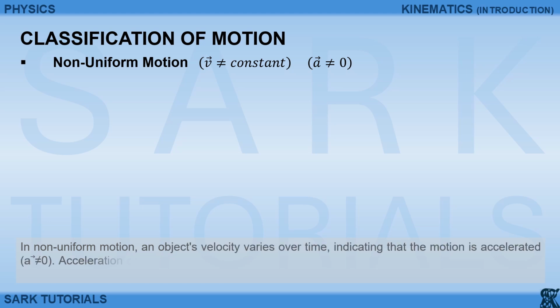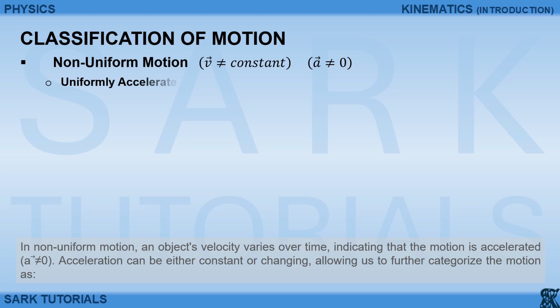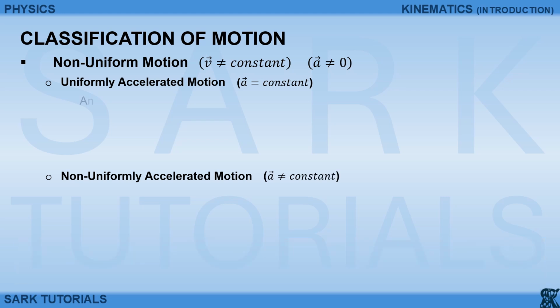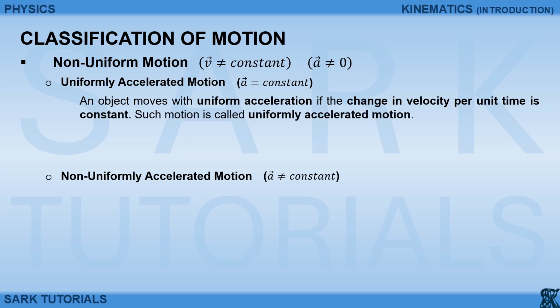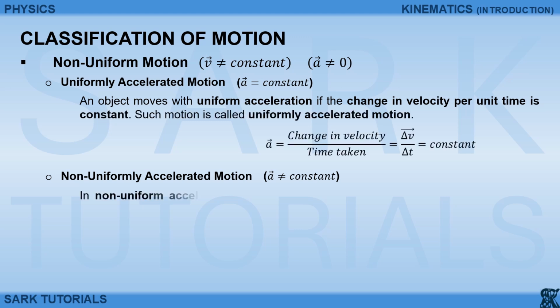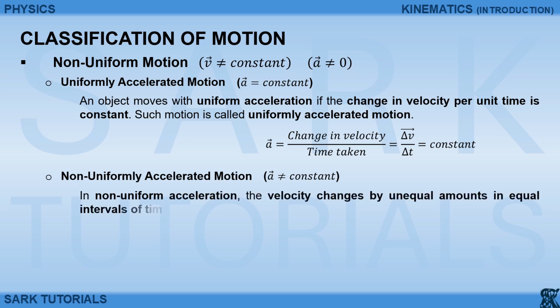Acceleration can be either constant or changing, allowing us to further categorize the motion as uniformly accelerated motion, where acceleration is constant, and non-uniformly accelerated motion, where acceleration is not constant. An object moves with uniform acceleration if the change in velocity per unit time is constant. Such motion is called uniformly accelerated motion. In non-uniform acceleration, the velocity changes by unequal amounts in equal intervals of time, meaning acceleration varies.